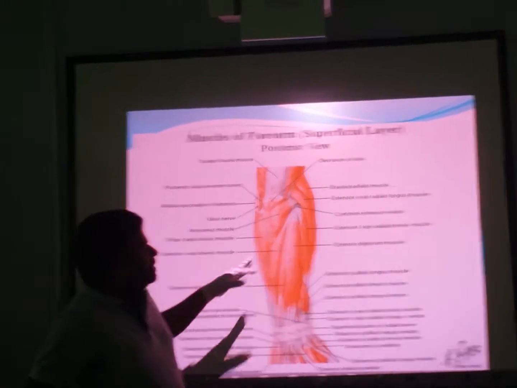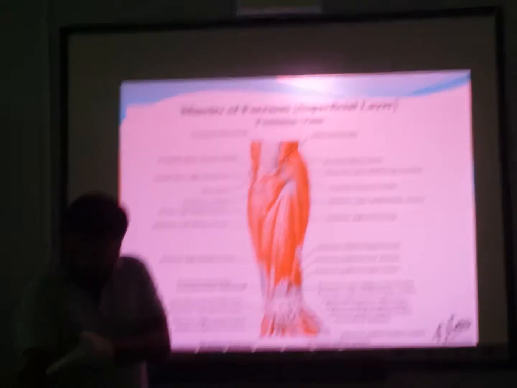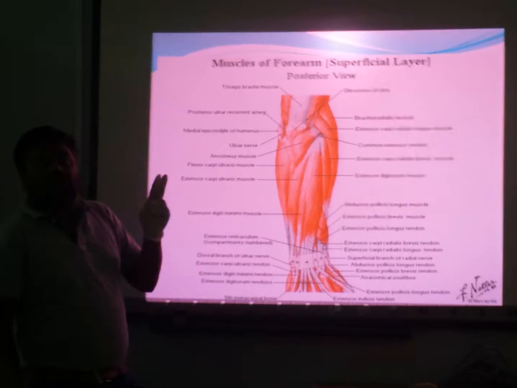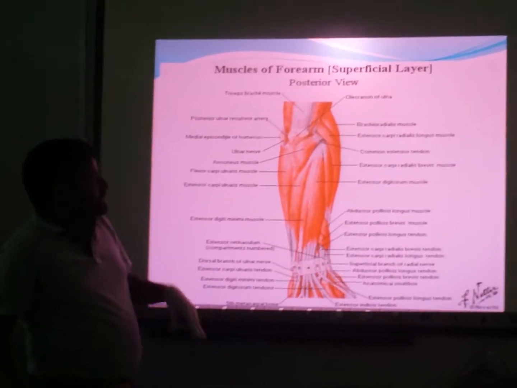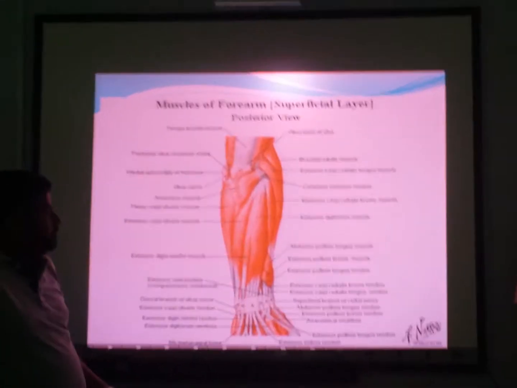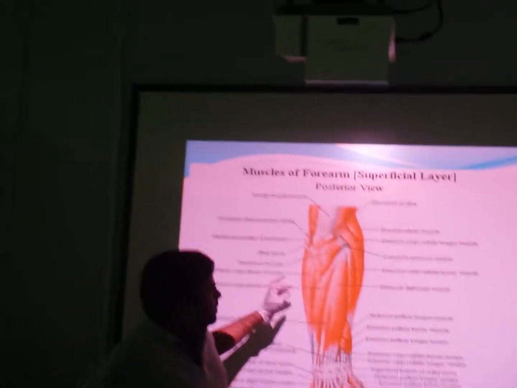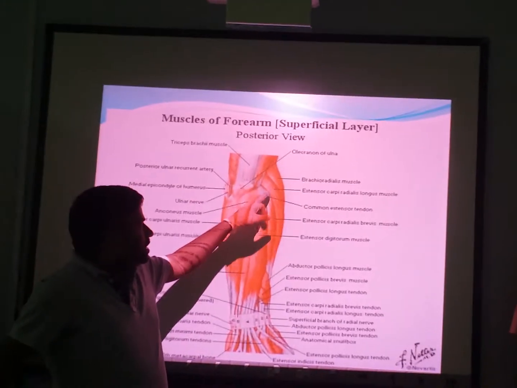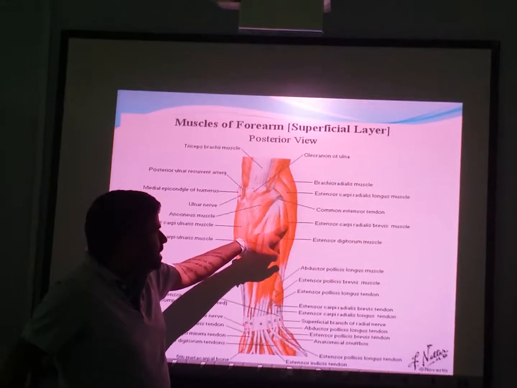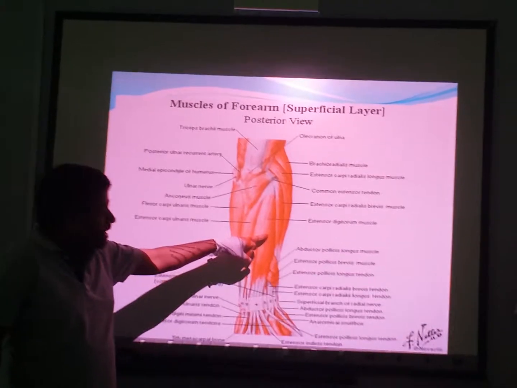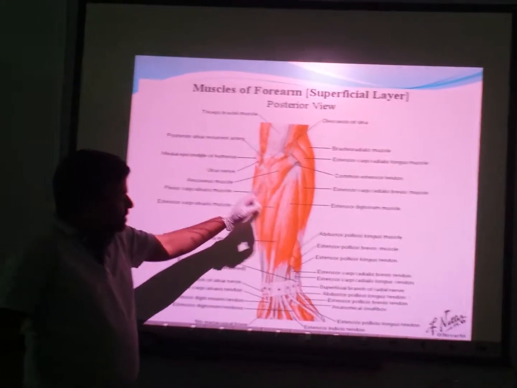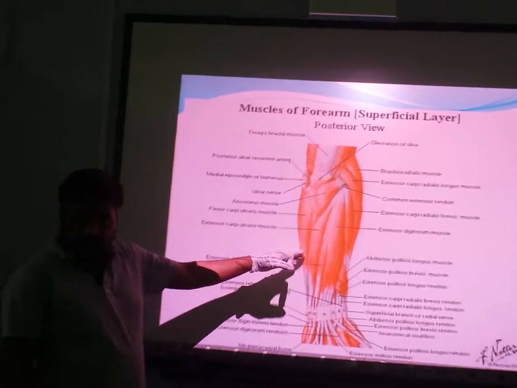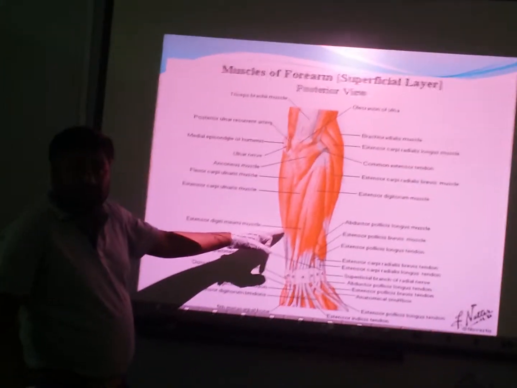Again from the lateral to medial side, first the brachioradialis. Then the 2 carpi radialis muscles, extensor carpi radialis longus and brevis. Then you have the extensor digitorum, and then the extensor digiti minimi, and then the extensor carpi ulnaris, in this position.